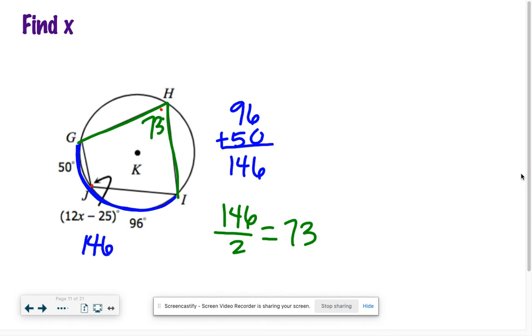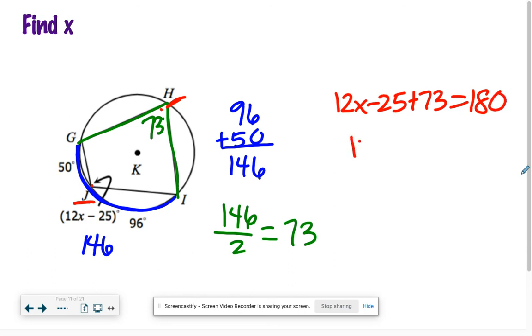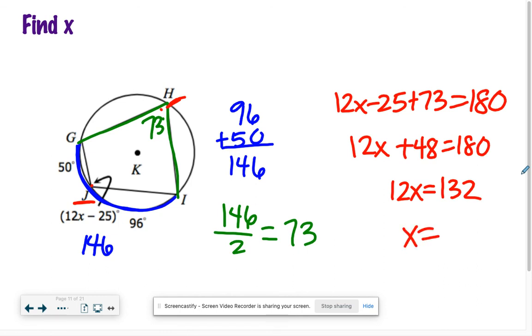And now we have a pretty easy problem, right? Because angle J and H are supplementary. So now we can write 12x minus 25 plus 73 is equal to 180. If we combine like terms, 73 minus 25 gives us 48. Subtract over our 48, we should get 132. Divide out, folks, we should get 11. Pretty wild.